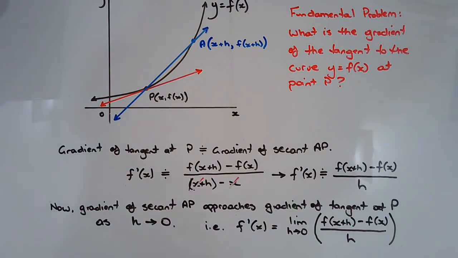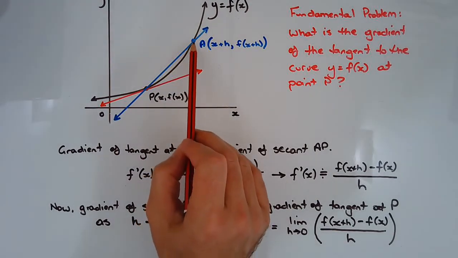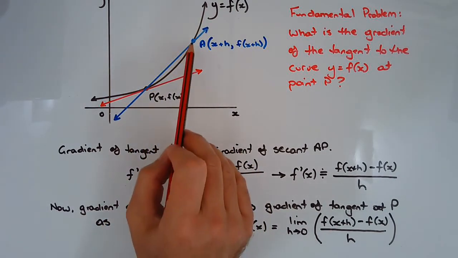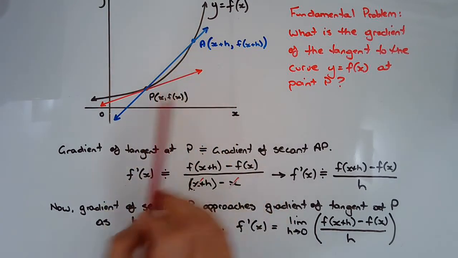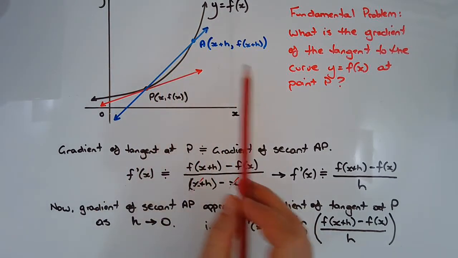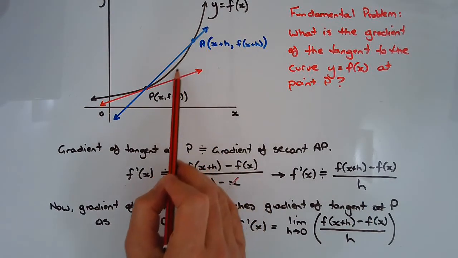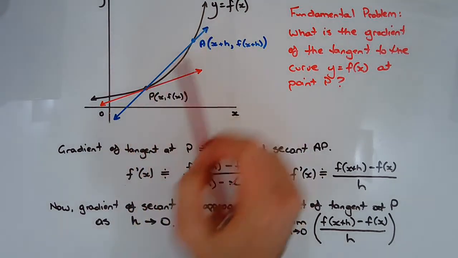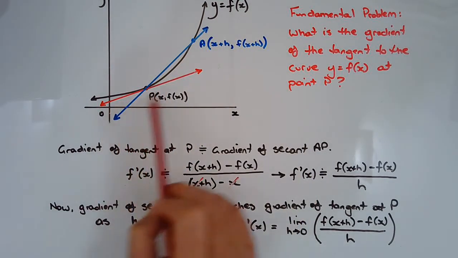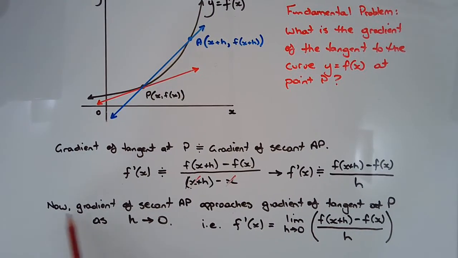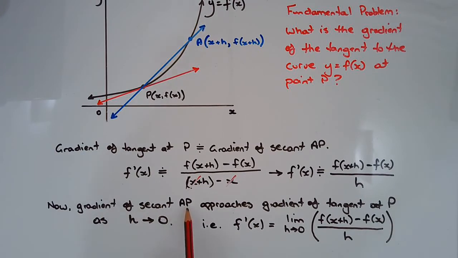Now, how do we make the estimate of the gradient of the tangent at point P more accurate? It's pretty clear that we need to move point A closer and closer to point P. So how do we achieve that? Remember that point A is h units away from point P, at least horizontally. So if we make h smaller, in other words, we're bringing point A closer and closer to point P, the gradient of the blue line begins to approach the gradient of the red line, the tangent. And I've written this here. So now the gradient of secant AP approaches the gradient of the tangent at P as h approaches 0.